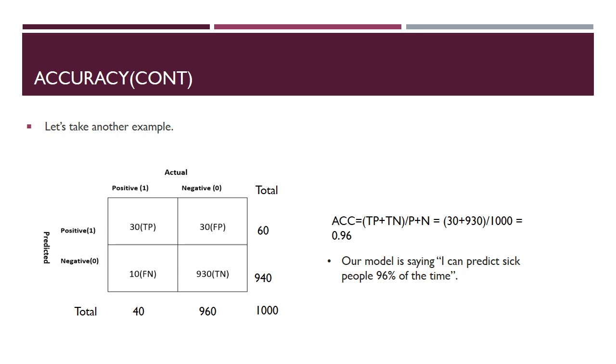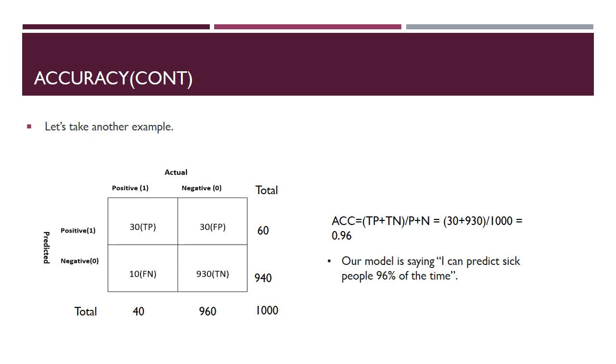930 people were not sick, and the model also predicted them as not sick. That's correct results. Now coming to error. 30 people were actually not sick and the model predicted them as sick. So they had no cancer, they had no brain tumor, and the model predicted them as not healthy. And there are 10 instances that actually had the disease or the cancer, and the model predicted them as healthy or as negative class.